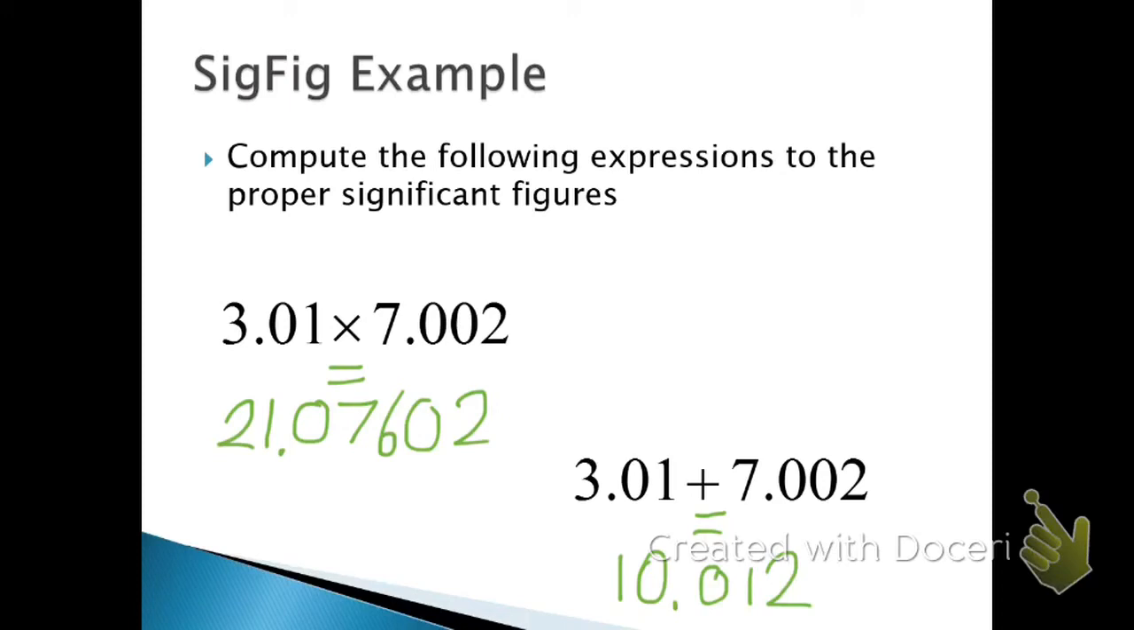So 3.01 has 1, 2, 3 sig figs. 7.002 has 1, 2, 3, 4. Okay, well 3 is less than 4, so I'm going to round my final answer to just 3 significant figures. That'll come to 21.1. All right.